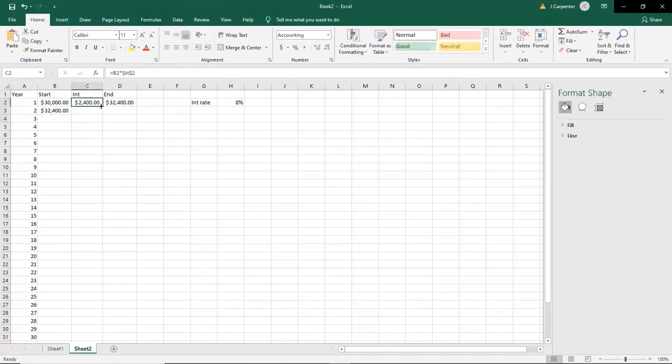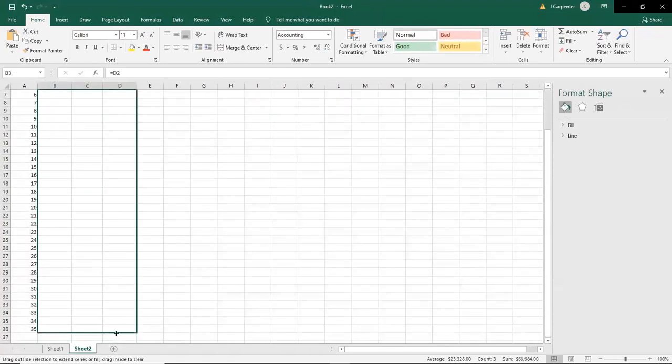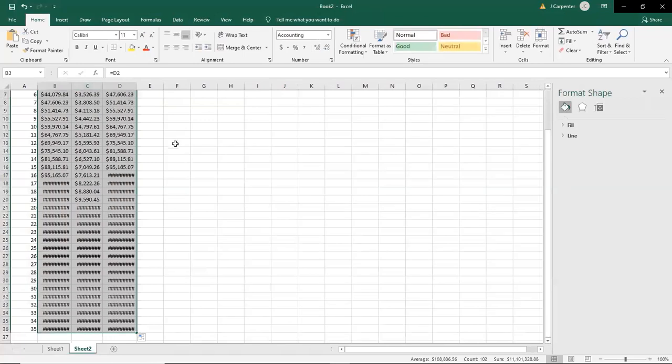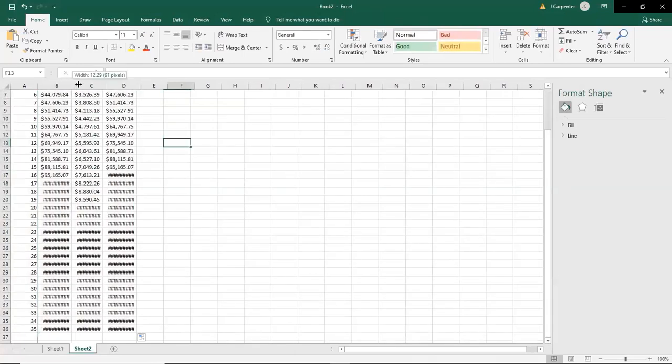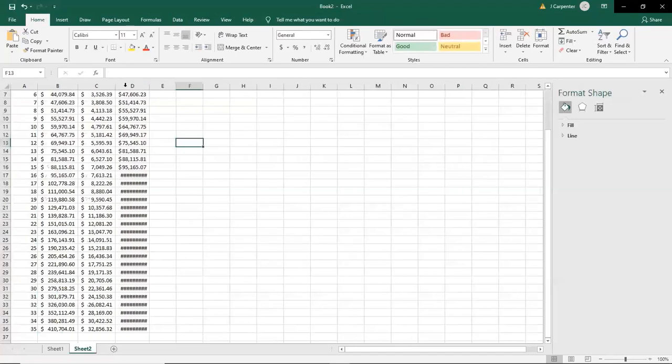Now we can drag the interest formula down, look for any weirdness. It went up a little, so that's good. Drag the ending balance down. That makes sense. Then we can highlight all 3 of these and just grab the fill handle and drag it down for all 35 years. I see some hashtags, so let's widen our columns until we see all the numbers.